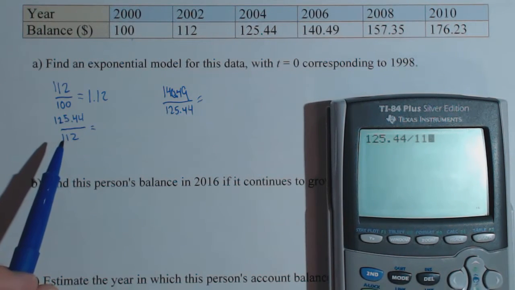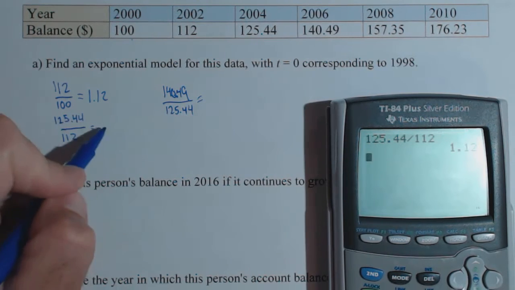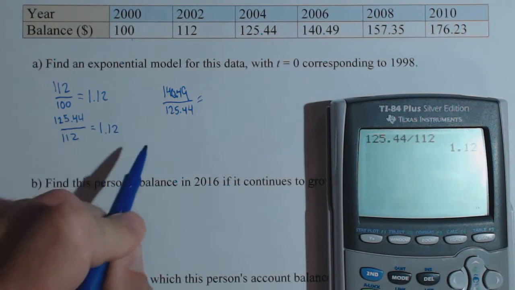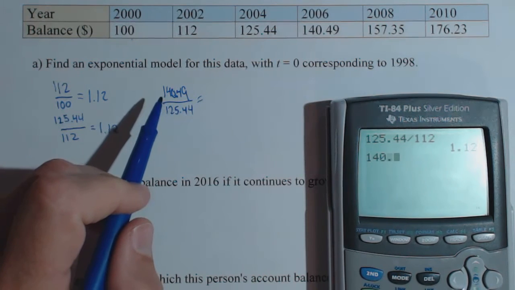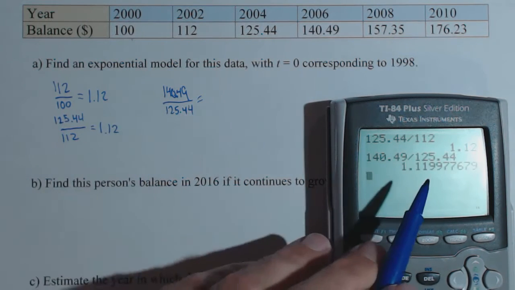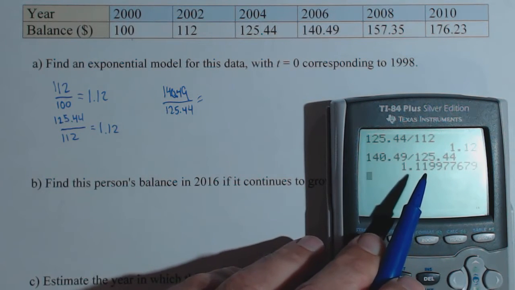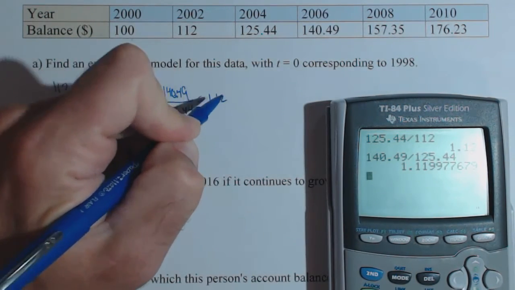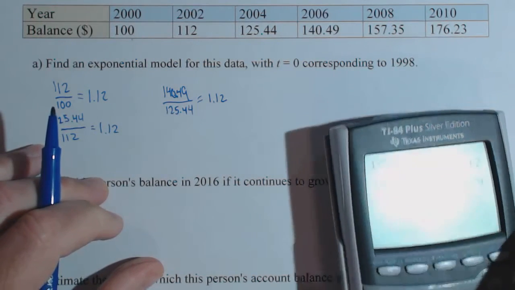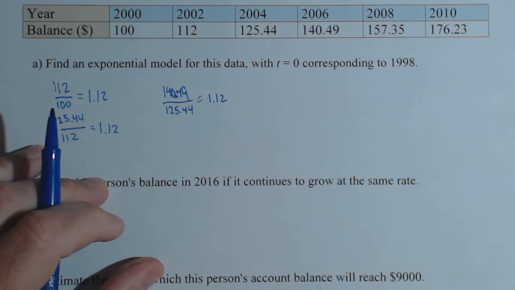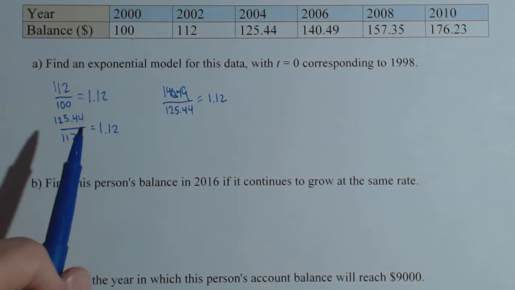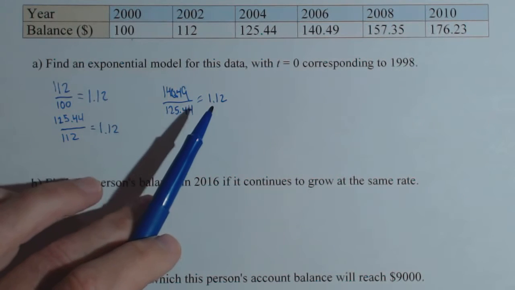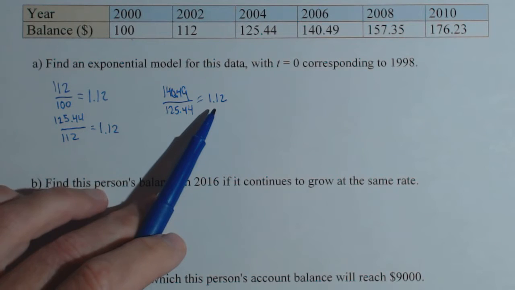125.44 divided by 112. Once again, we get the 1.12, so we're starting to see a common ratio. 140.49 divided by 125.44. It's not quite 1.12, but it's close enough. If we were to round to 2 decimal places, it'd be 1.12. So what we're seeing is that this account is growing by 12% every 2 years. So we can think of this as the 2-year growth factor.